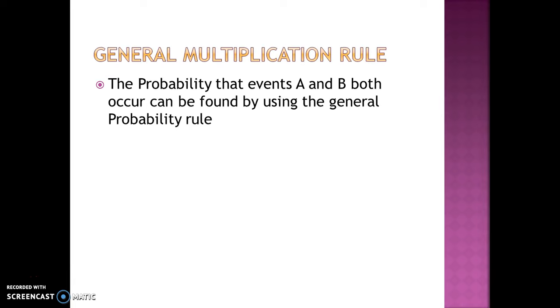The general multiplication rule: the probability that events A and B both occur can be found using the general multiplication rule. So you're trying to find the probability of A intersection B. Therefore, you do the probability of A times the probability of B given that A has happened.